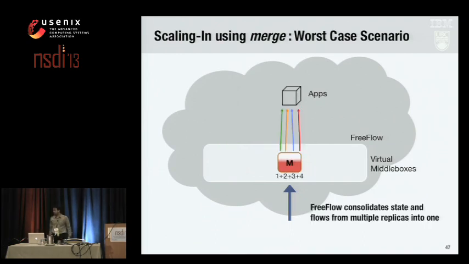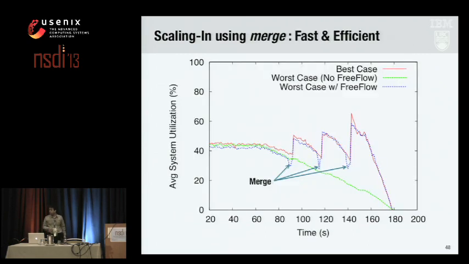We'll end up with a scenario like this, where we basically scaled in from 4 to 3, 3 to 2, 2 to 1. In other words, the final graph would actually be something close to the best case scenario. Basically, FreeFlow provides the best case utilization, whether it's a best case scenario or the worst case scaling scenario.